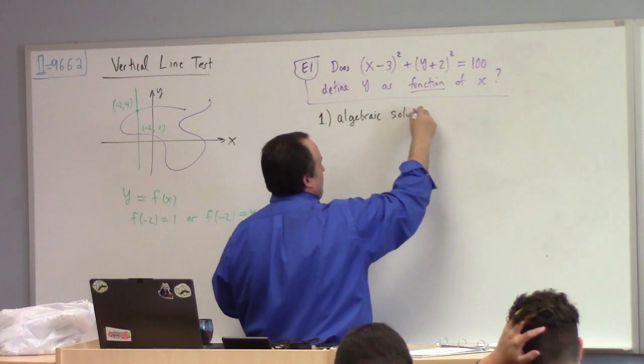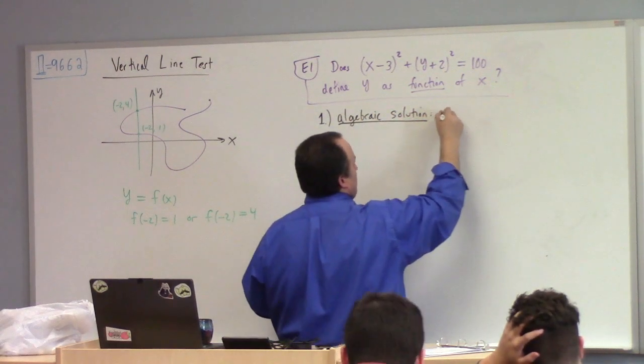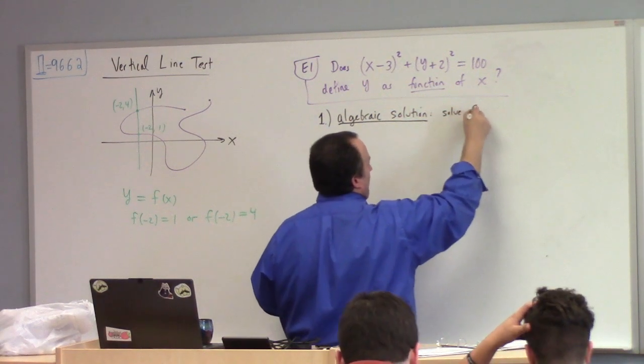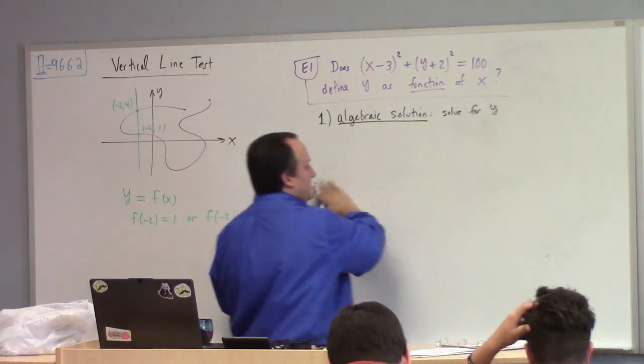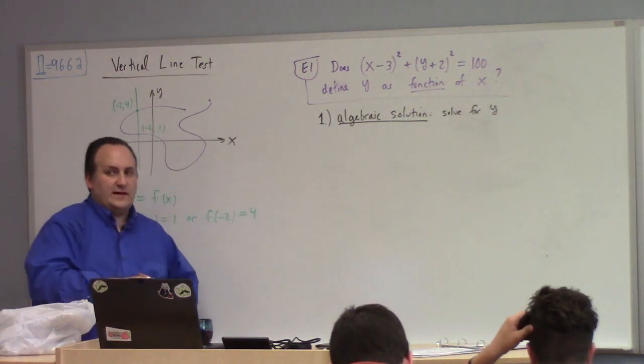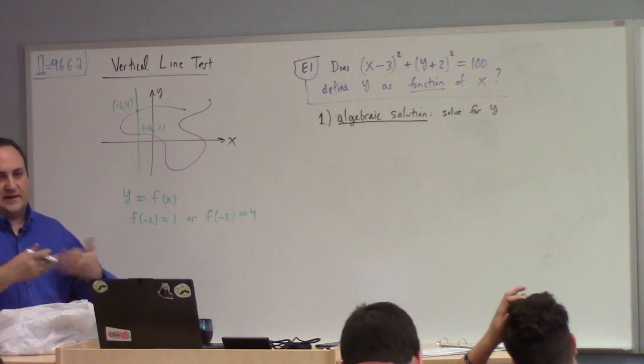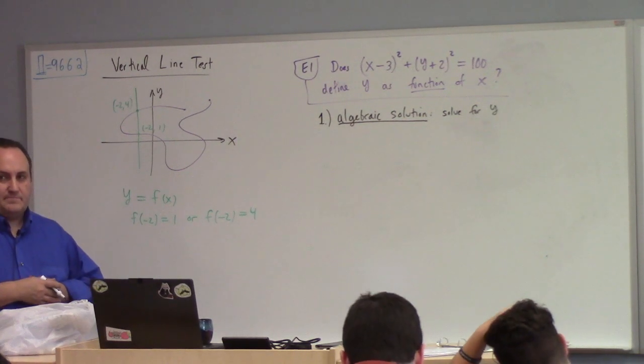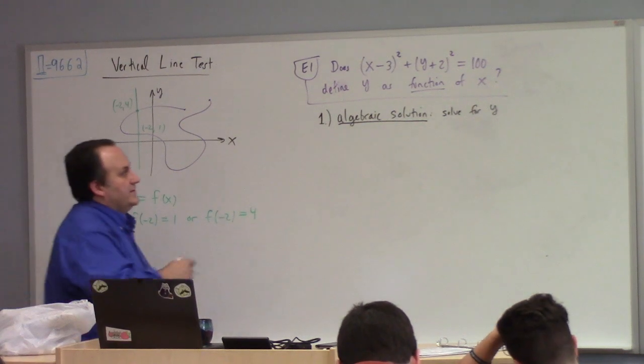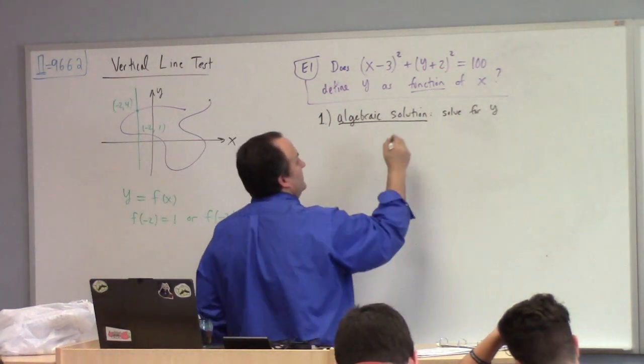So the algebraic solution is simply this: solve for y. All right, we try to solve for y. And if when you solve for y, there's more than one solution, then guess what? It's not a function. All right? So can you guys tell me how to solve that for y?